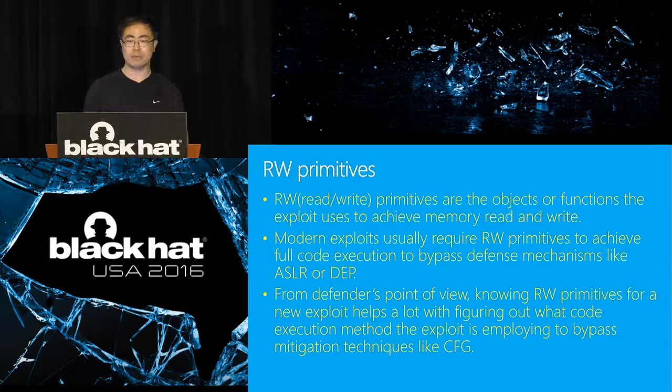And from the defender's point of view, knowing the RW primitives for Flash exploits is very important, because if you know them and track those operations, you can figure out what technique they are using to circumvent CFG or other mitigations.